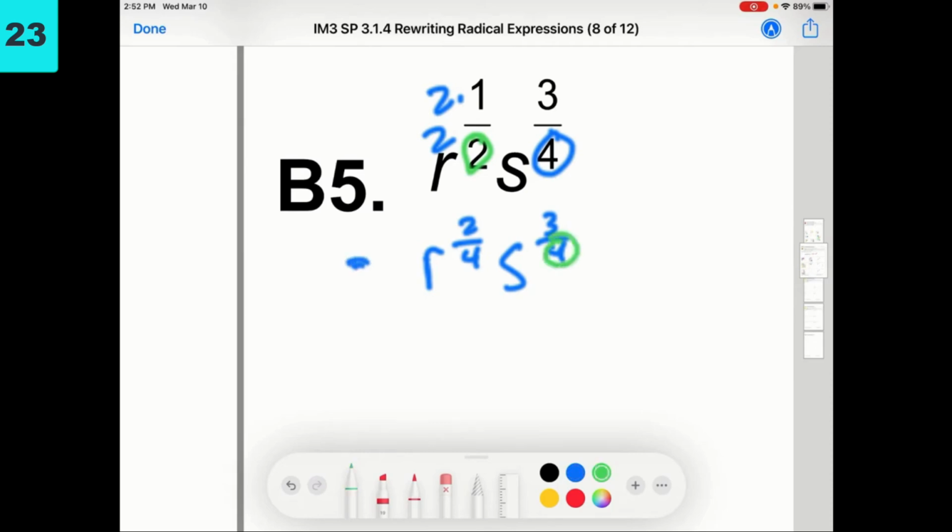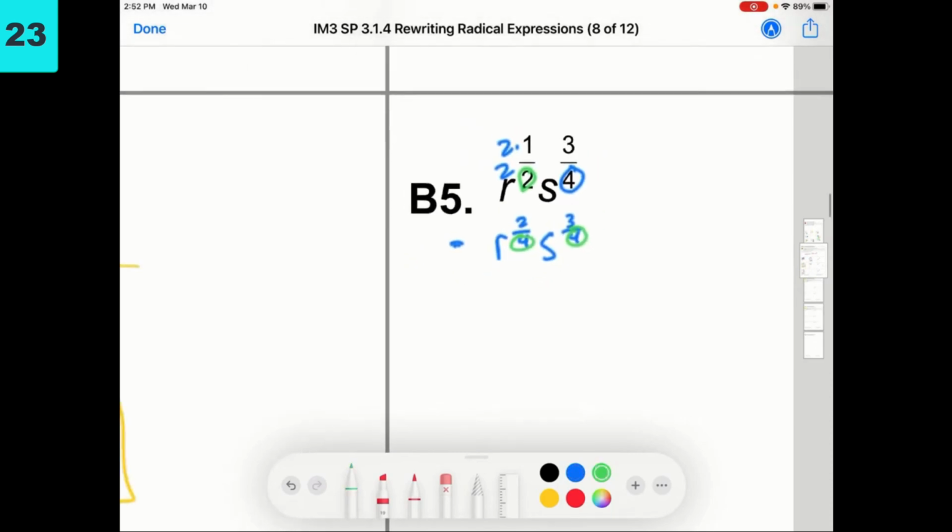Okay, so again, I have my 4's here. So this would be the index, root of 4. Then I would just have r squared and then s to the 3rd power. Okay? And I'm going to box my answer for B5.